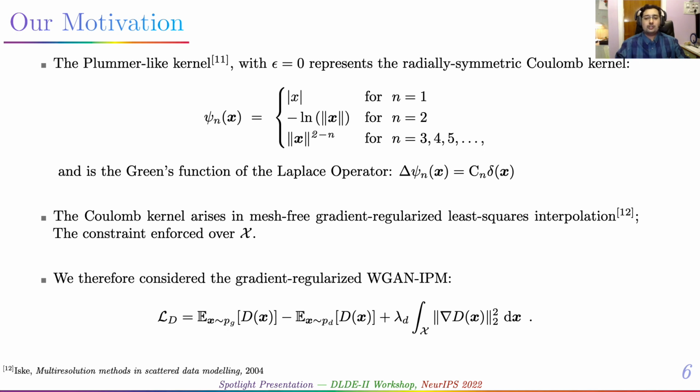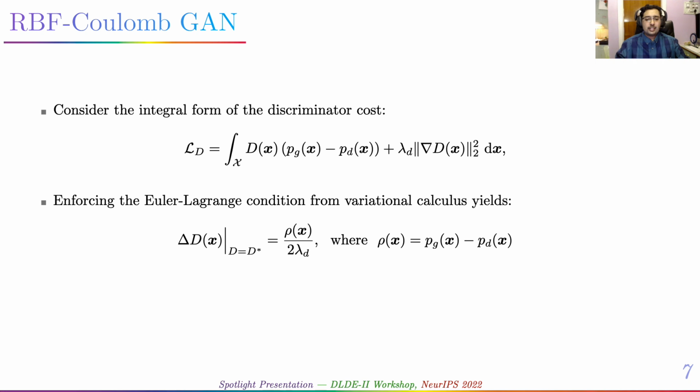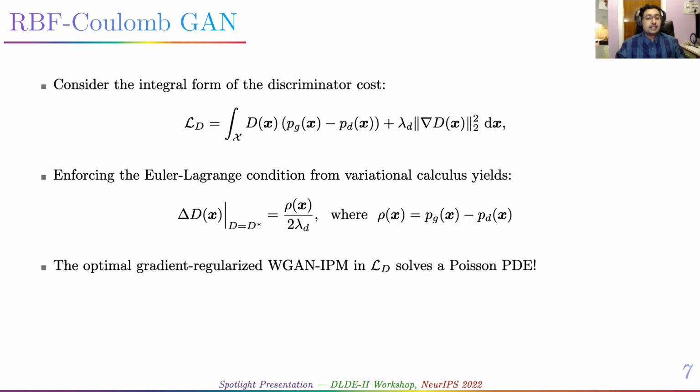To derive the closed form discriminator within this framework, we consider optimizing the cost through the calculus of variations. Specifically, expanding the expectations in LD, we obtain an integral cost whose optimum satisfies the Euler-Lagrange conditions. Such an optimization of the proposed cost yields a partial differential equation that the optimal discriminator must satisfy, which is in fact a Poisson PDE. The link to the Coulomb GANs is getting clearer now.